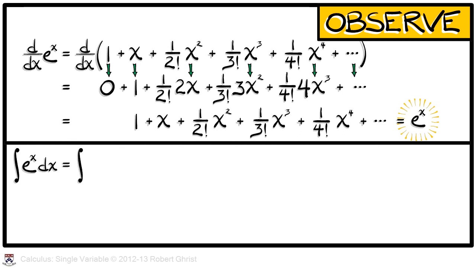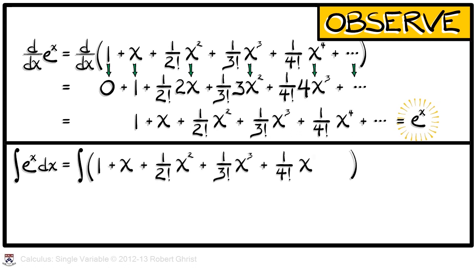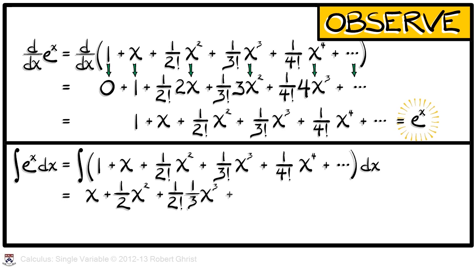Let's see. If we try to integrate our definition of e to the x, 1 plus x plus x squared over 2, etc., what will we get? Well, the integral of 1 gives us x. The integral of x gives us 1/2 x squared. If we have a 1 over 2 factorial times the integral of x squared, that's 1/3 x cubed. I'll let you follow this pattern all the way down the line and see that with a little bit of simplification, we wind up getting not quite e to the x.